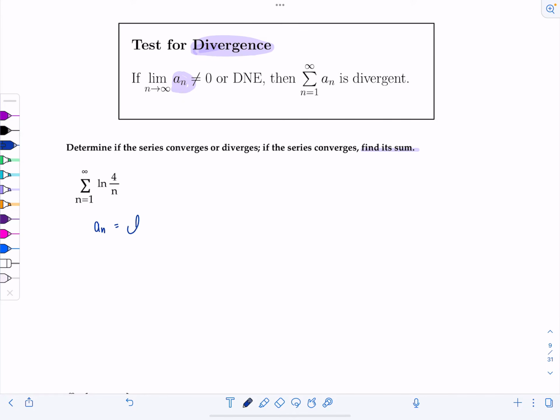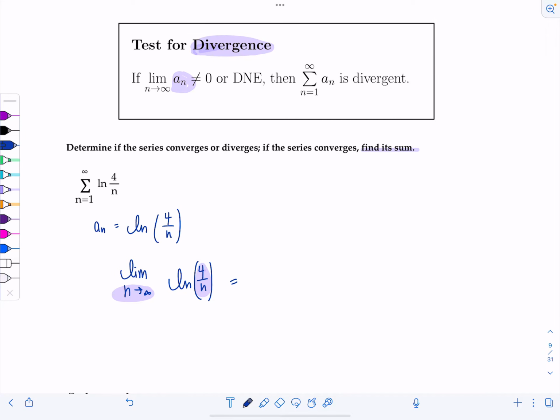An is natural log of 4 over n. So I'm going to check where the terms are going. What is the limit as n goes to infinity of ln 4 over n? Well, 4 over n approaches 0. And so you could think of the graph of natural log. We know that its domain is from 0 to infinity, and so you can only approach 0 from the right, which is fine because n is going to positive infinity. So you can just imagine that vertical asymptote. So natural log, as the argument gets closer and closer to 0, is approaching negative infinity.